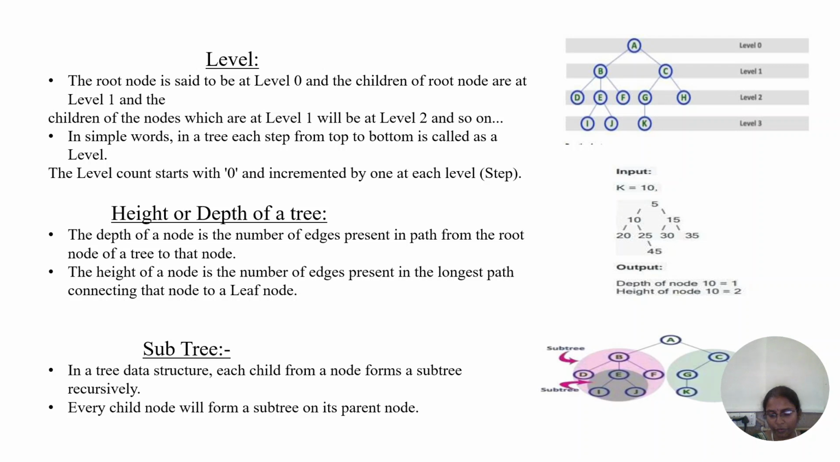For example, there is a tree A, B, C and we will have another tree D, E, F. So at B we have one subtree and at C we have another subtree. So each child from a node forms a subtree recursively. We have to form some trees recursively.